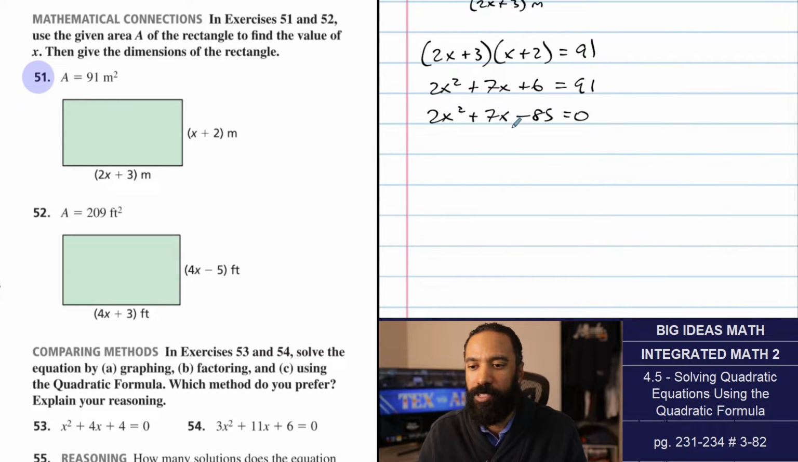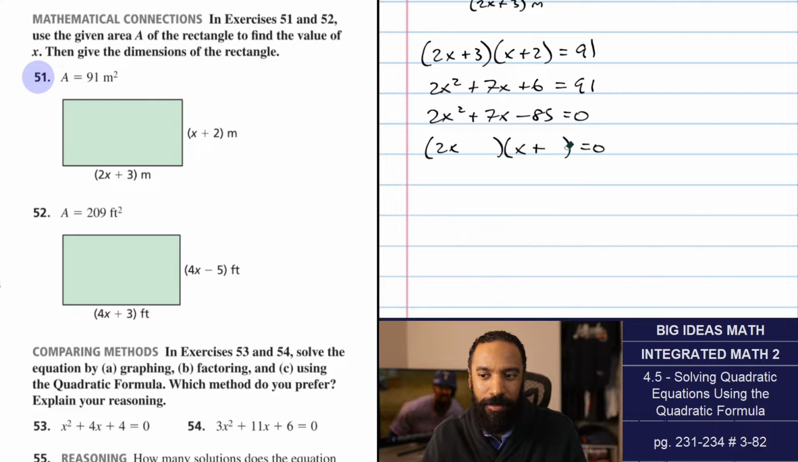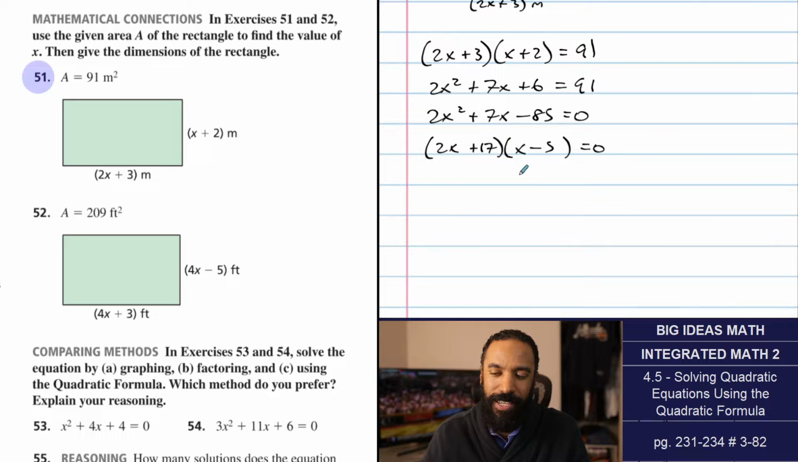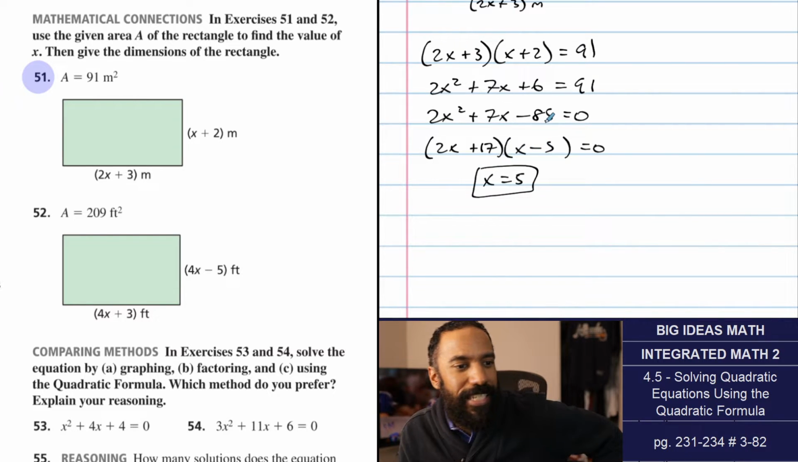Quadratic formula. It's time for us to work that out. It's maybe factorable. 85 is 5 times 17. Hey, are we allowed to solve using any method? Minus 5 plus 17, because that would work. We'd get x equals 5. It doesn't tell us how not to do it.